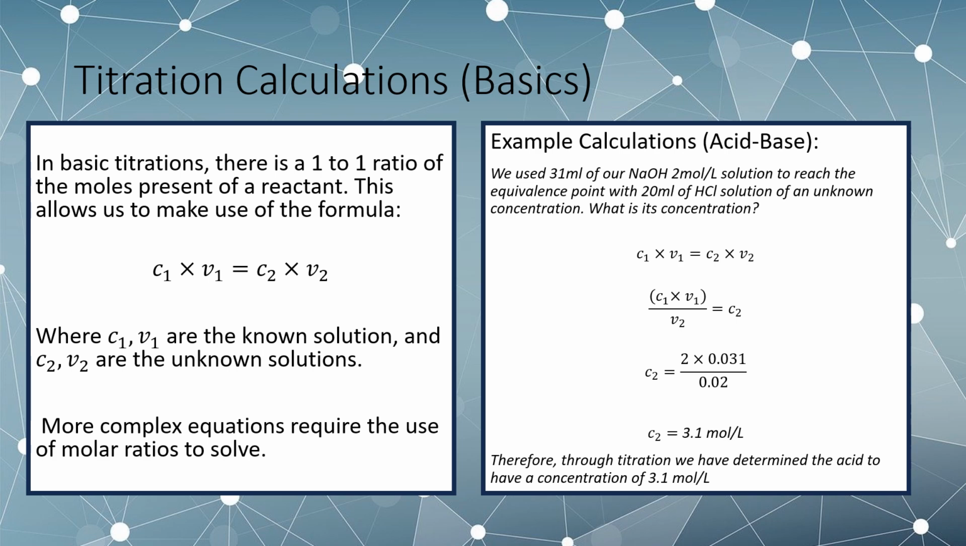Again, same thing, 20 mils becomes 0.02 litres. Punching that into your calculator again, C2 equals 3.1 moles per litre. Therefore, through titration and through our calculations, we have determined the acid to have a concentration of 3.1 moles per litre. This is a pretty standard acid-base titration as this first example.